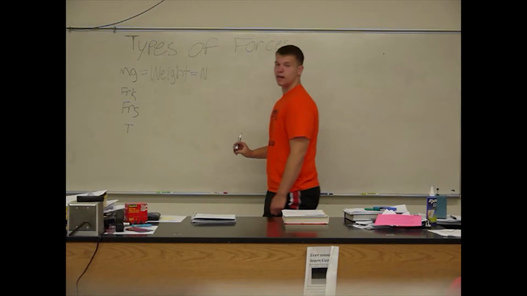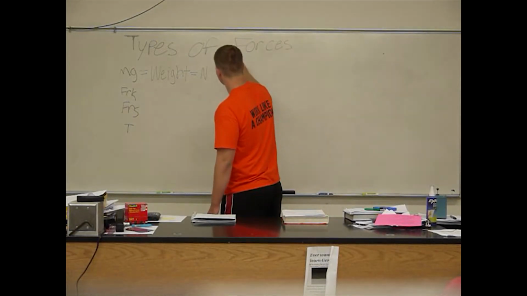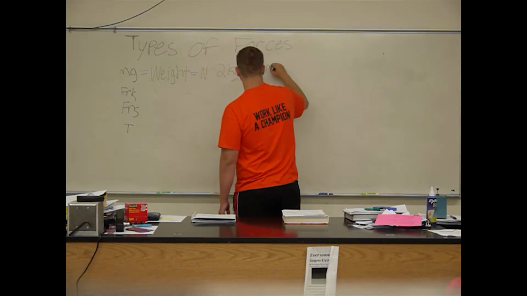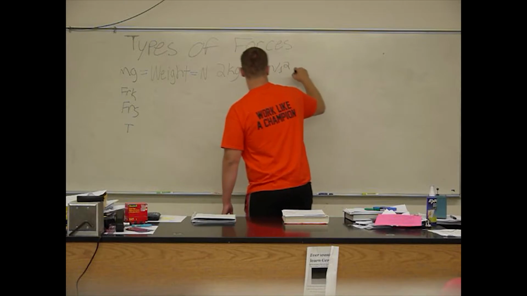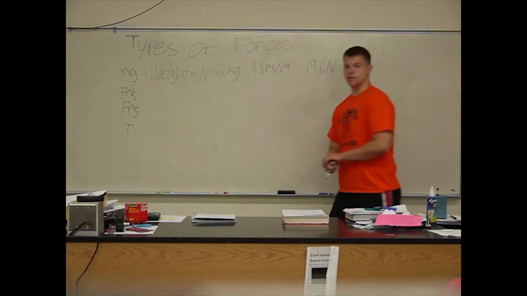So if you have a box that weighs 2 kilograms, to find its weight, you multiply that by 9.8 meters per second squared, and you get 19.6 newtons. That's the weight of the box.